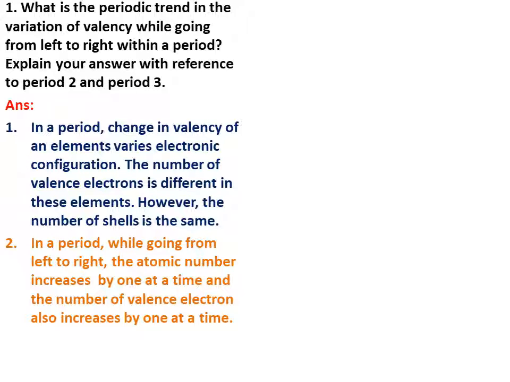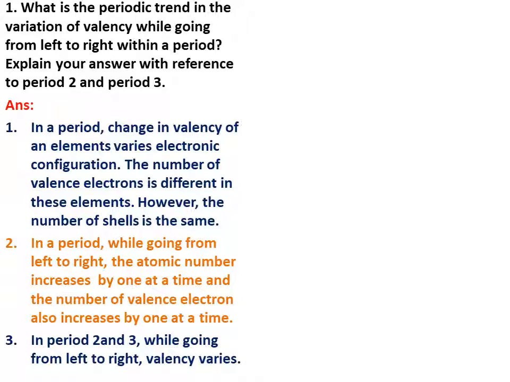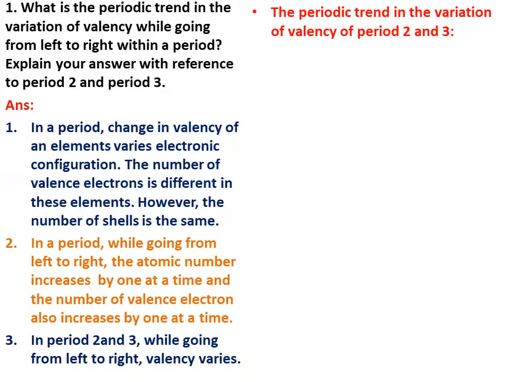In a period, while going from left to right, the atomic number increases by 1 at a time, and the number of valence electrons also increases by 1 at a time. In periods 2 and 3, while going from left to right, valency varies. These are the periodic trends in the variation of valency in periods 2 and 3.